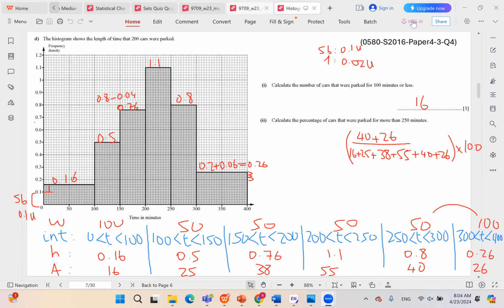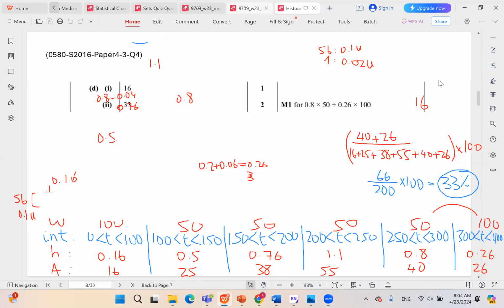So the numerator here is 66. 40 plus 26 is 66. The denominator will be 16 plus 25 plus 38 plus 55 plus 40 plus 26, which is 200. And this is actually confirmed by the question, because we can see here that we are given that 200 cars were parked. So now we can just multiply this by 100 and we get 33%. So 16 and 33 are correct.